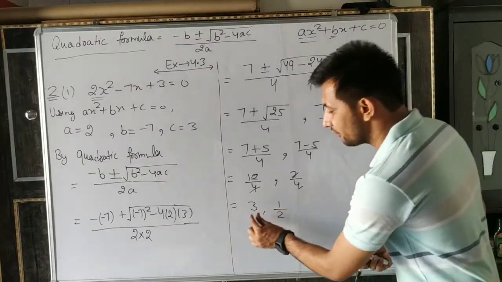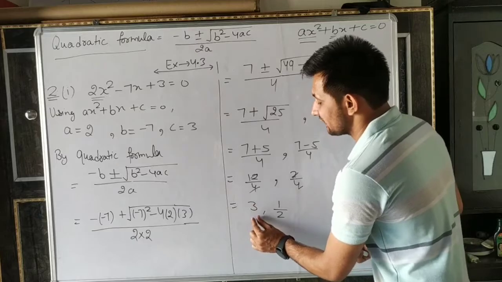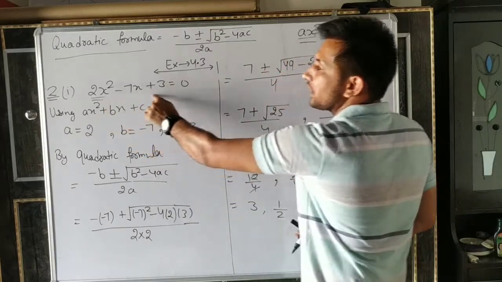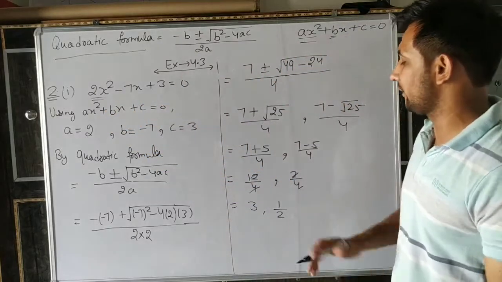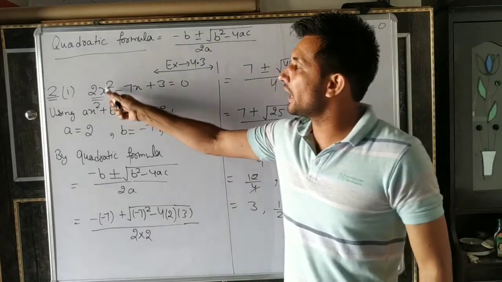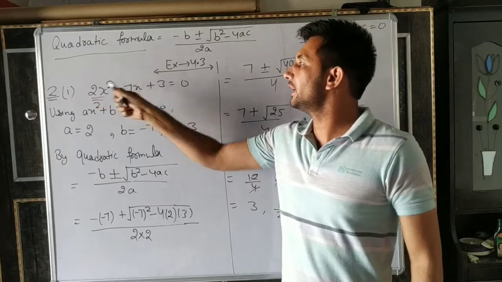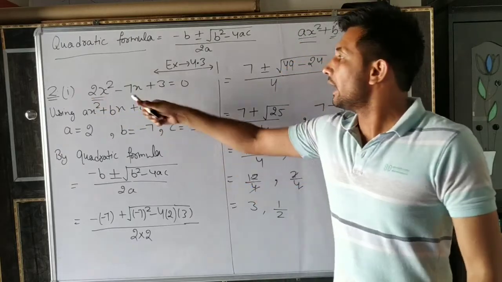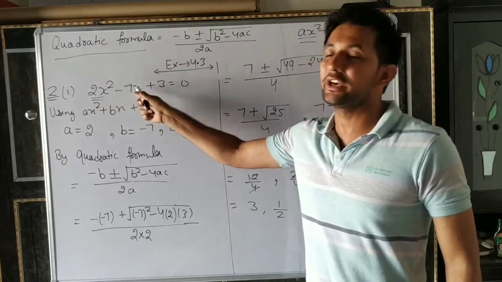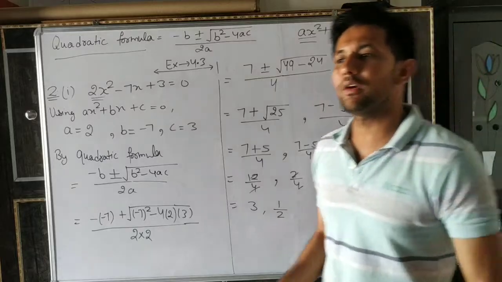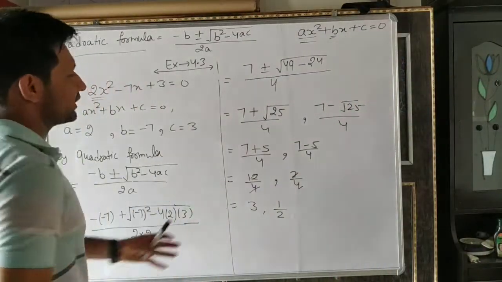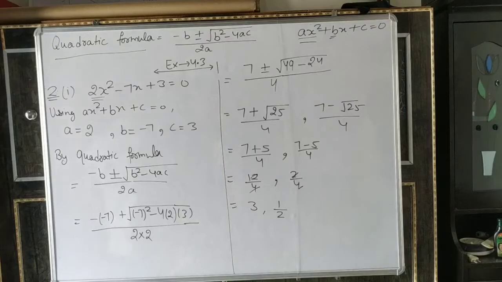It means that if we put 3 in place of x, it satisfies the equation. Understand? You can verify also. 3 square is 9. 9 into 2 is 18. 18 plus 3 is 21. And 21 minus 7 into 3, which is 21. 21 minus 21 is 0. That means our answer is right. Understand it?